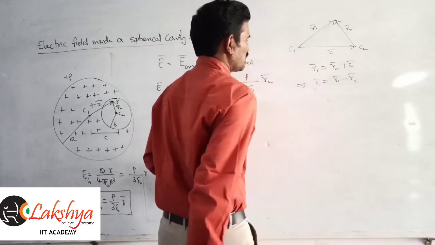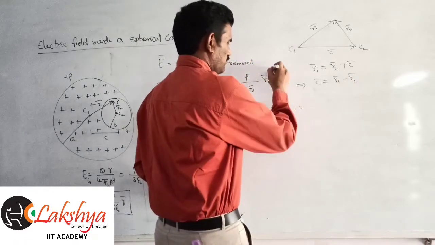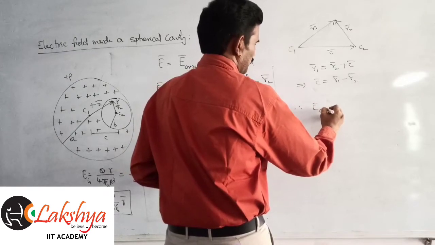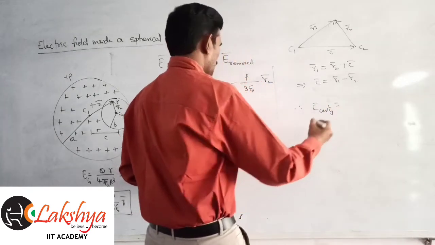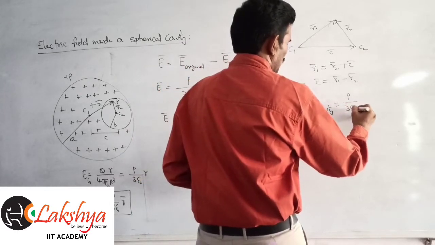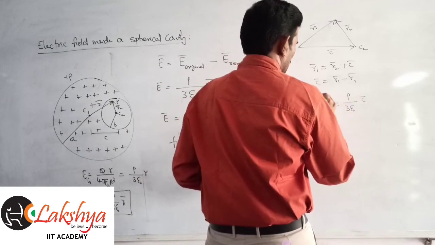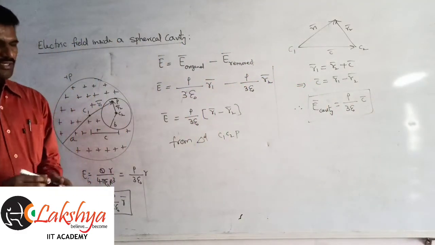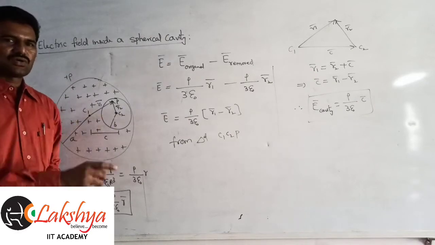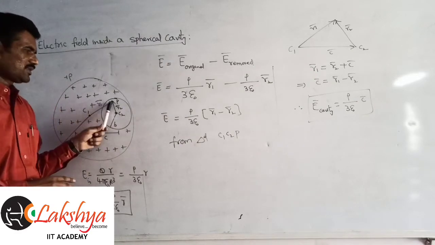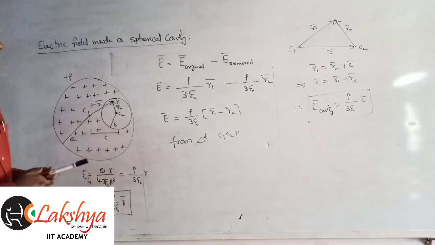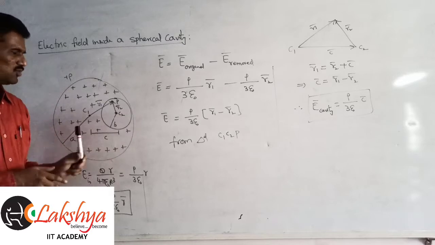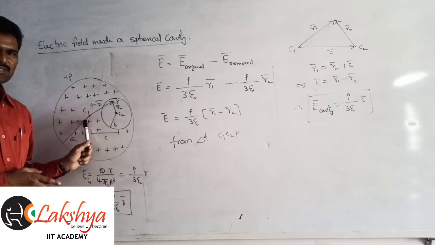Therefore, the electric field in the cavity is rho by 3 epsilon naught into C bar. So now the important thing here is C is a constant value. Actually we are calculating at the point P here. So that indicates now at any point inside this cavity the electric field will be the same. It only depends on this C, the distance between the center of the cavity and the center of the sphere.